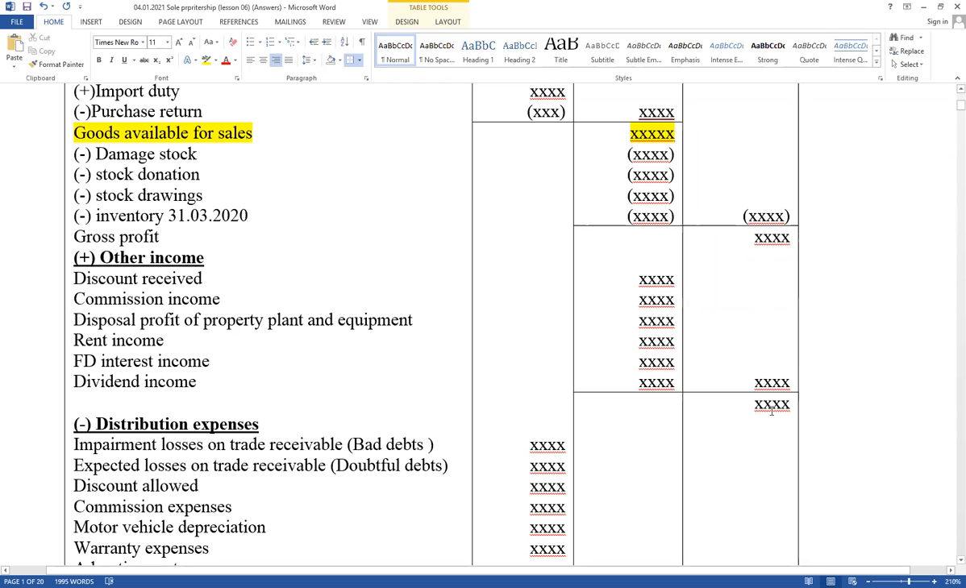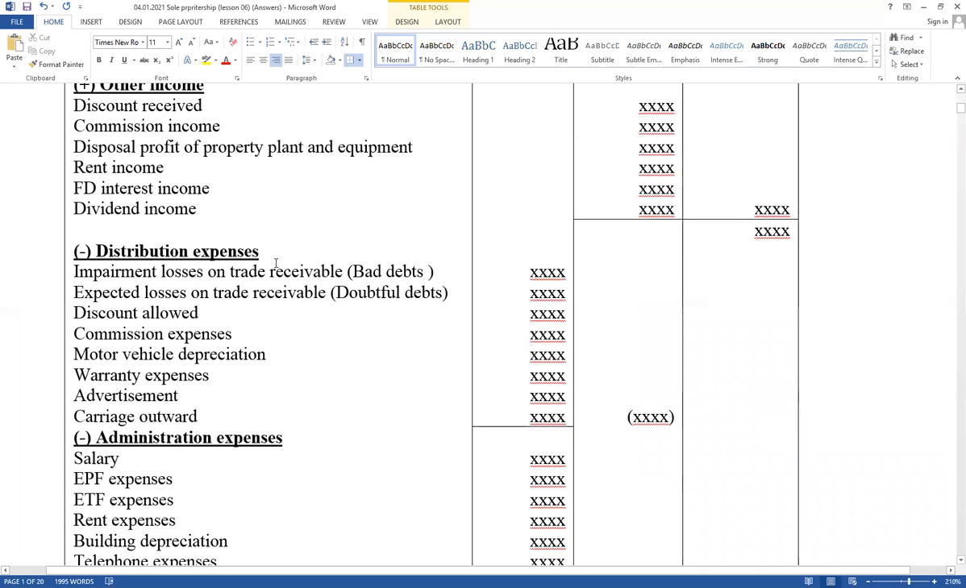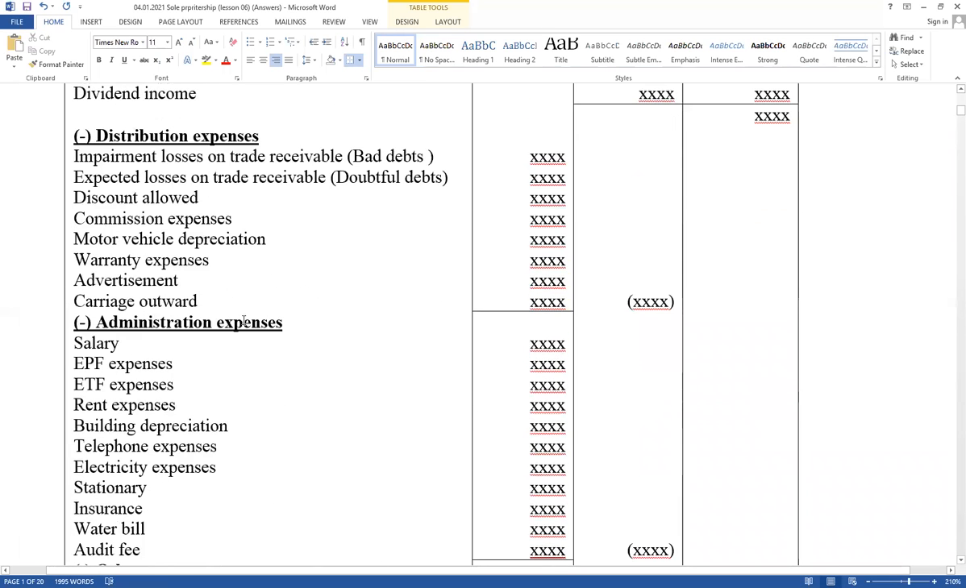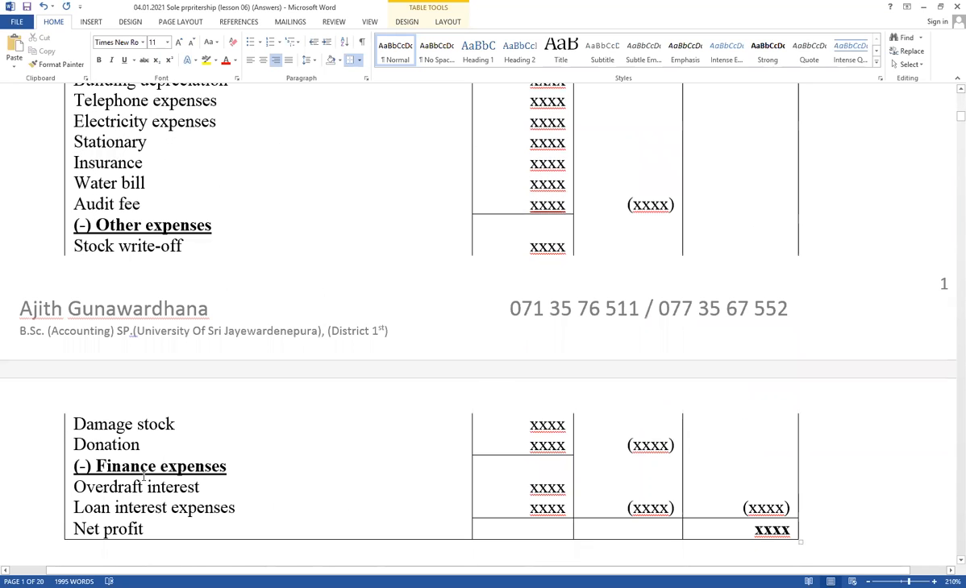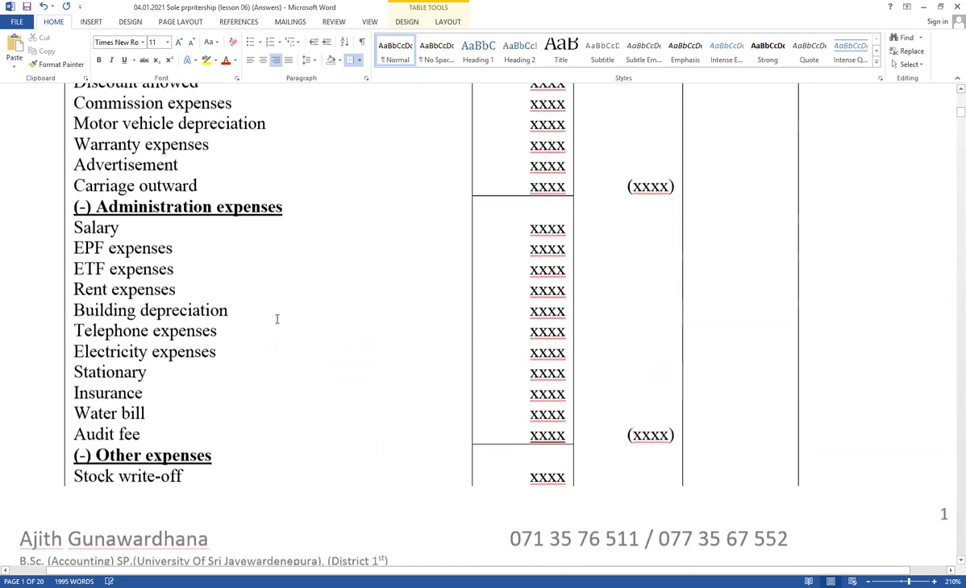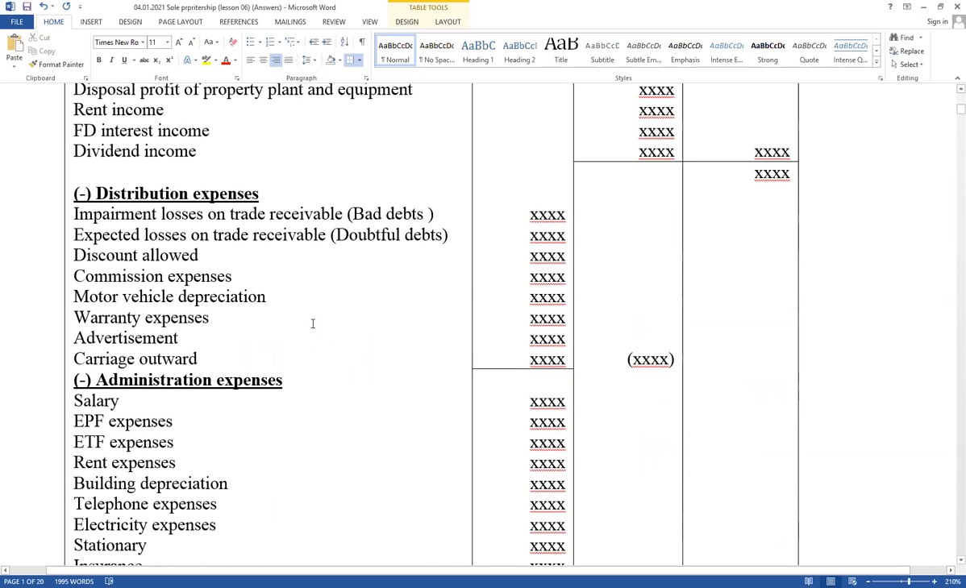First one, try to get an idea about the format. Sole proprietorships, partnerships, companies, all organizations in the same way, we have to prepare the income statement. We are going to calculate profit and loss, income minus expense. Then you have to know how to calculate gross profit. After that, other income should be added. Then take the answer here. After that, all the expenses should be deducted. Expenses should be categorized as distribution expense, administration expense, other expense, as well as finance expense. Think about administration expense. Distribution should be included from the beginning. Think about this expense, distribution expense.